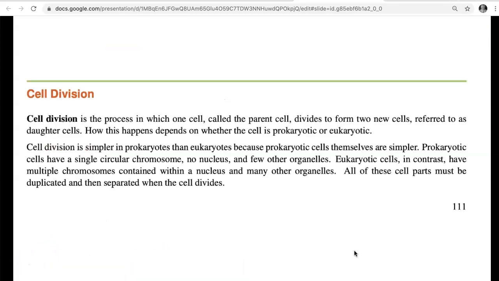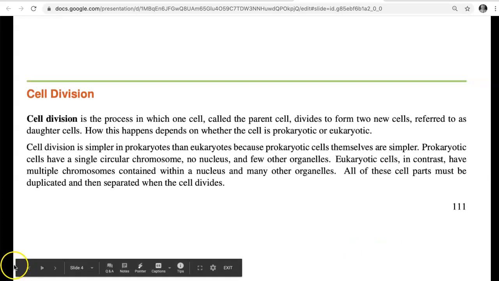Cell division is a process in which one cell, called the parent cell, divides into two new cells, which are referred to as the daughter cells. Cell division is simpler in prokaryotes. Remember, anytime you see the word prokaryotes, kind of think of bacteria when you see that word, than eukaryotes. And that's what we'll take a look at next.